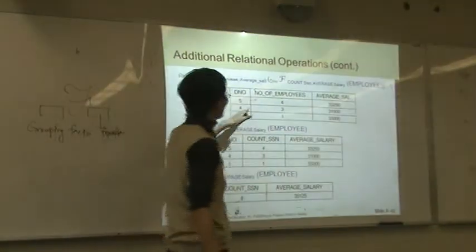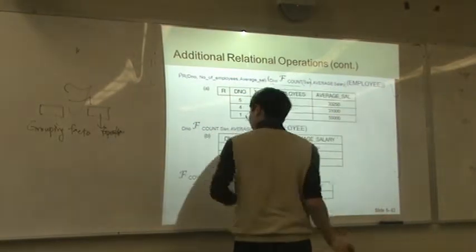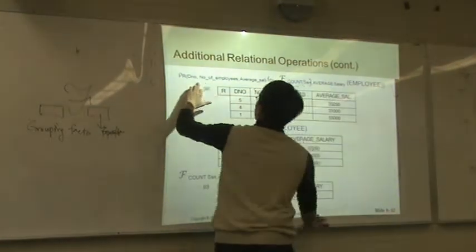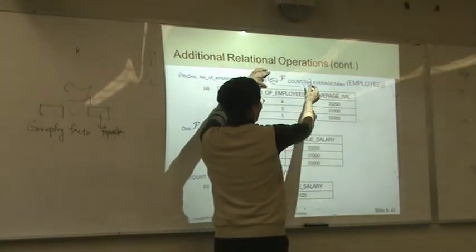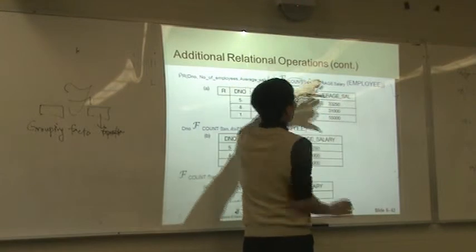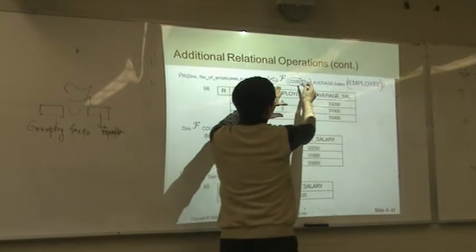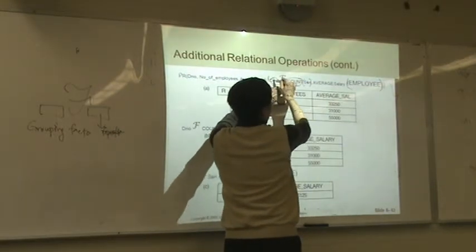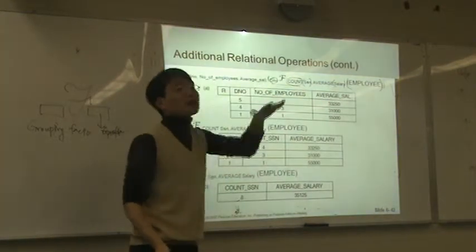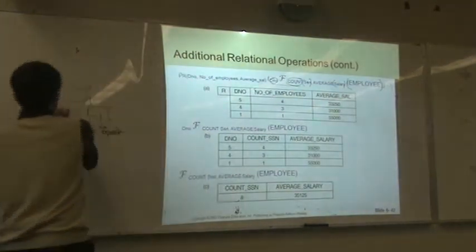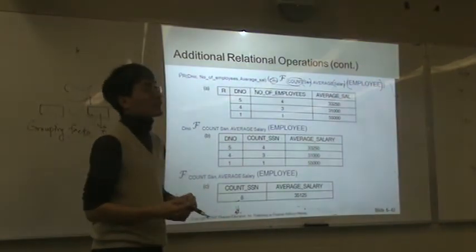So for example, the annual count means, for each department, I'd like to count the number of employees. So the input is the employee, then I'd like to count the number of employees for each department and the average salary of each department. So the grouping factor is the left-hand side and the right-hand side is the statistical function.